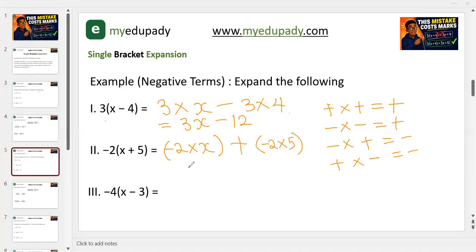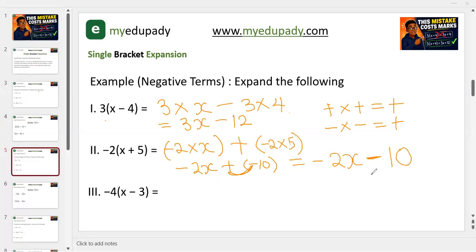So if you do minus 2 times x, that's going to give us minus 2x. Now, you have to be very, very careful. This is plus. Minus 2 times 5 will give you minus 10. Now, if you do plus multiplied by minus, that is going to give you minus, because the signs are different. That means your answer will be minus 2x minus 10. And that is your answer to that.